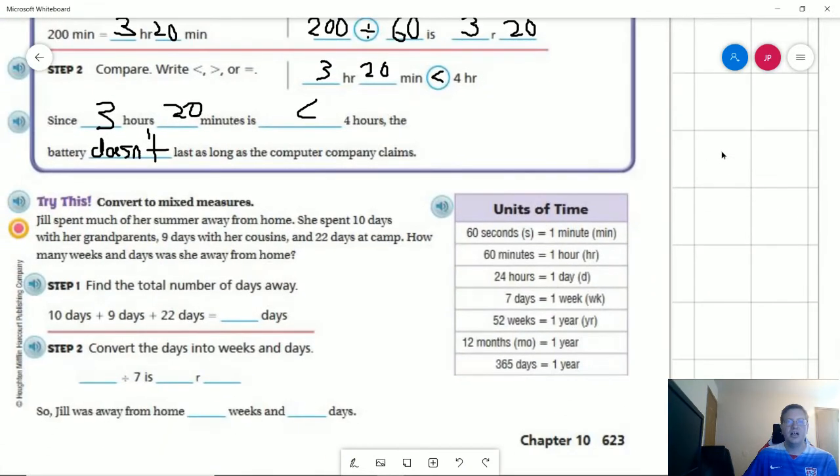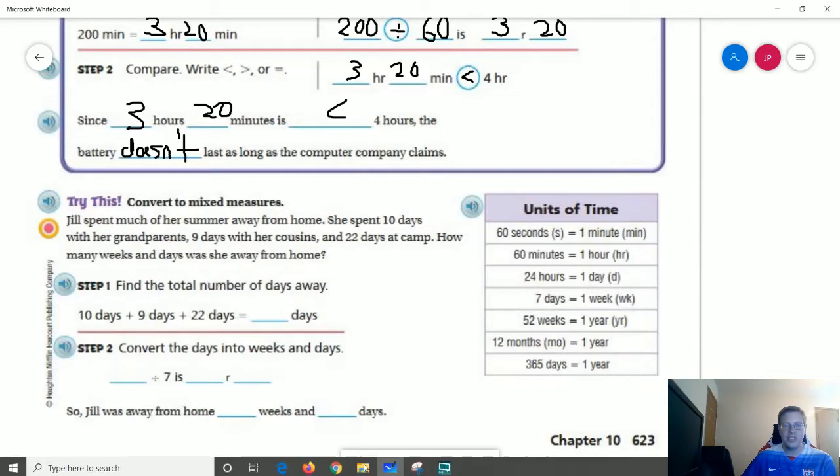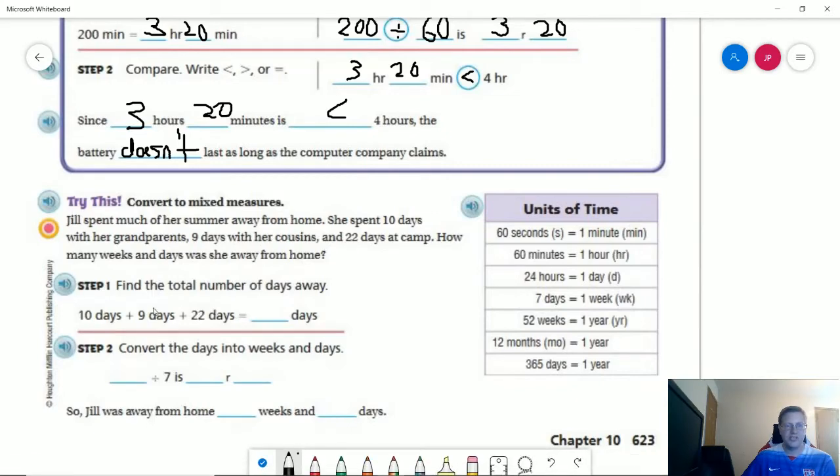And so different units of measurements. We want to find out the total number of days. Then we are going to add these three things up and convert them into the number of weeks and days. So it looks like we're working with 41 days. 22 plus 9 gives us 31, plus 10 gives us 41. That's almost a number that we can count by 7 to get to, but we're going to have a remainder. So that would be 5 with a remainder of 6, and that would convert to being 5 weeks and 6 days.